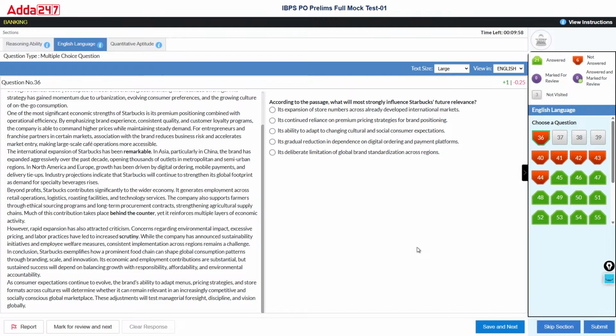However, rapid expansion has also attracted criticism. Concerns regarding environmental impact, excessive pricing, and labor practices have led to increased scrutiny. While the company has announced sustainability initiatives and employee welfare measures, consistent implementation across regions remains a challenge. In conclusion, Starbucks exemplifies how a prominent food chain can shape global consumption patterns through branding, scale, and innovation. Its economic and employment contributions are substantial but sustained.